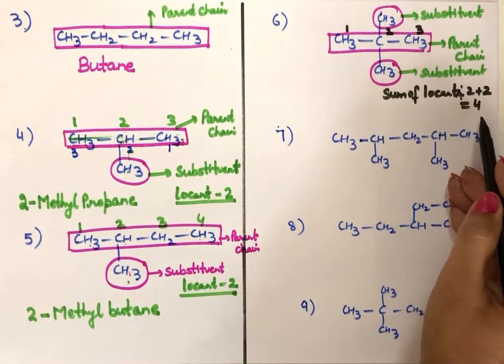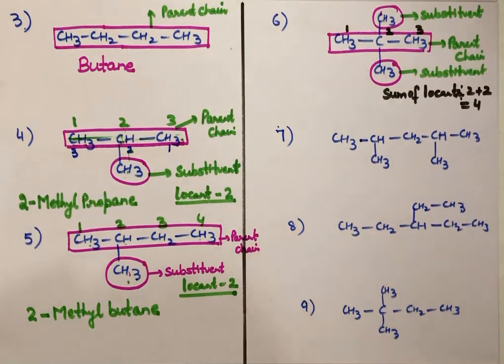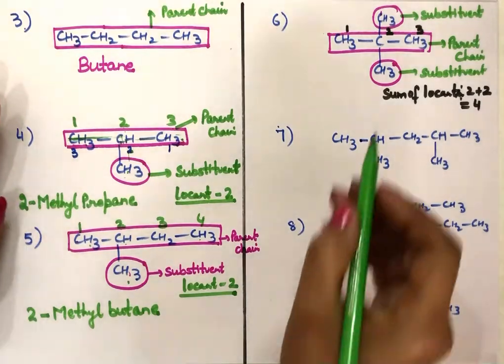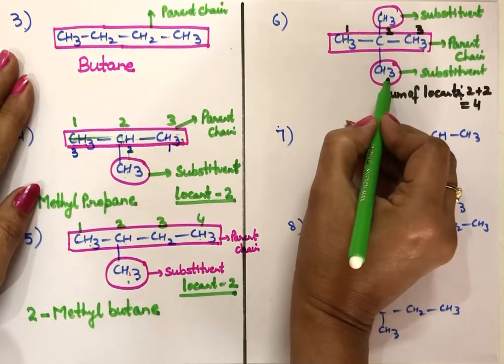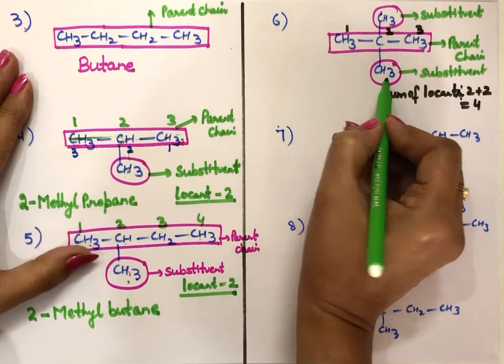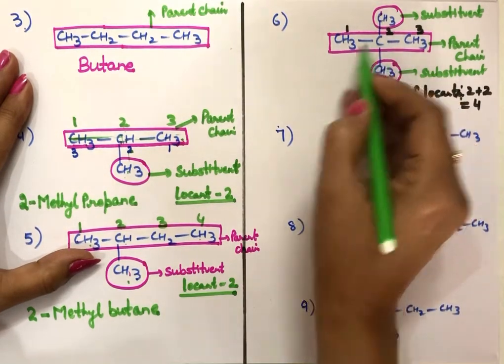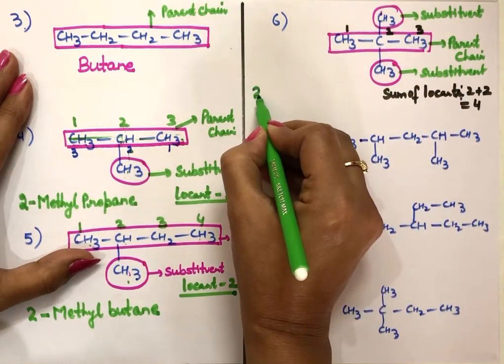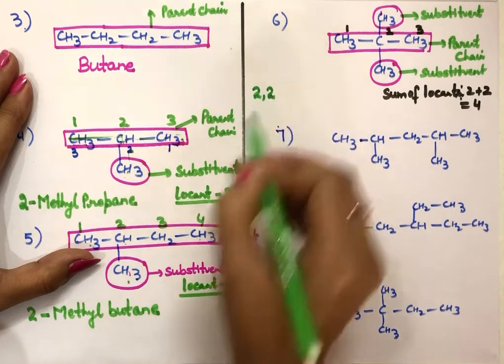So do the numbering from any side. Now writing the name of the compound. How will we write the name of the compound? Both the substituents are the same, methyl. So we'll write the name together only. Attached with the second carbon, so we'll write 2 twice here. 2 comma 2 we will write.